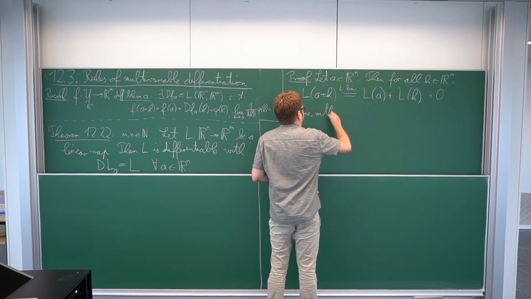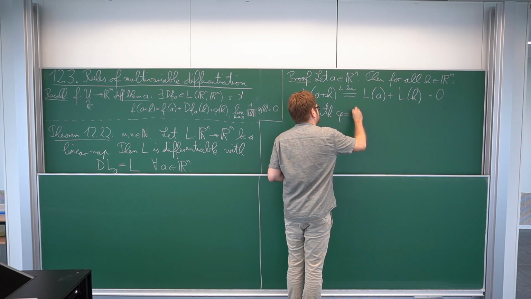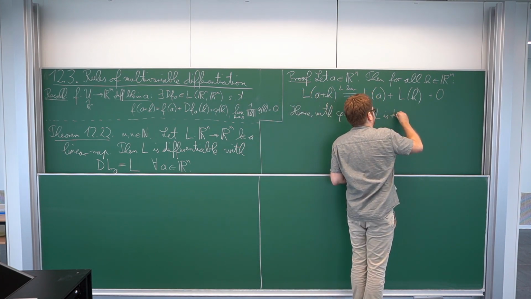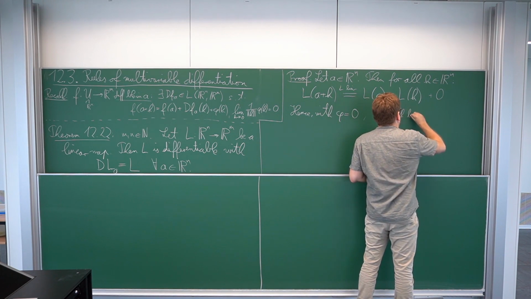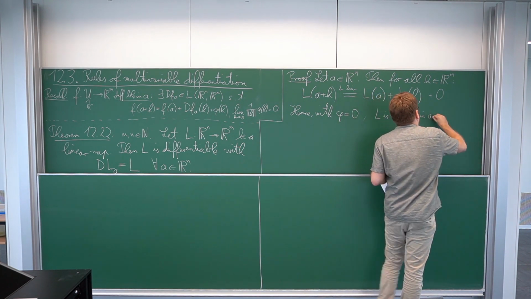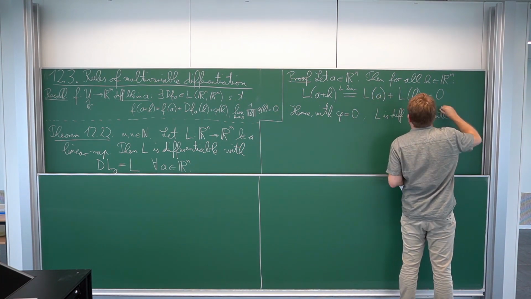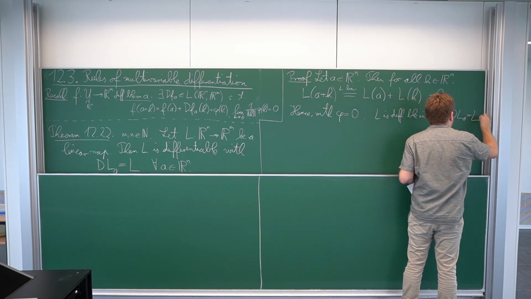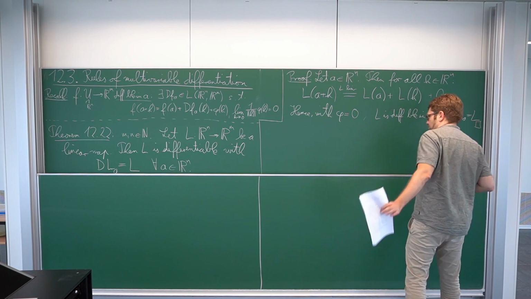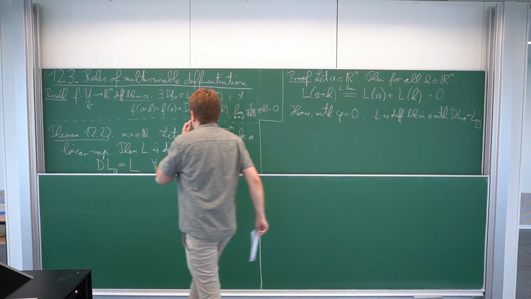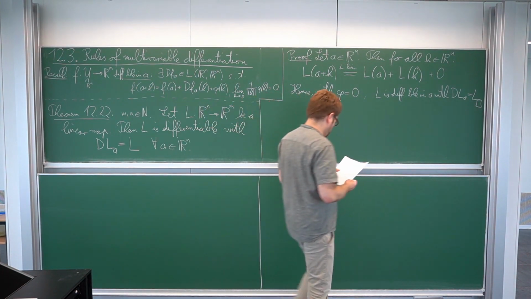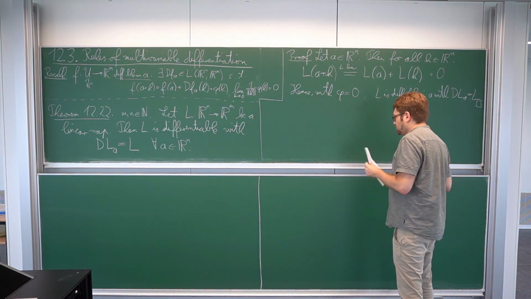So by definition, hence, with phi equal to the 0 map, L is differentiable in a, and it really holds that dL_a is L. And that's it. So the best approximation of a linear map by a linear map is the map itself. Good. So our notion of approximation is nice.